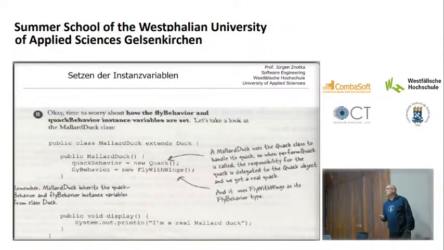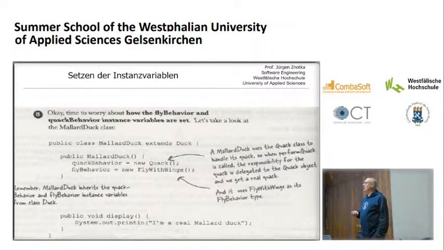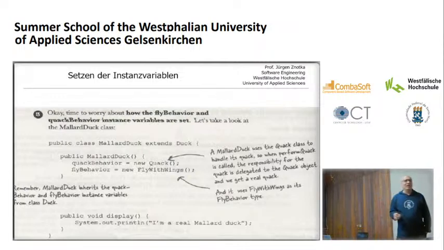And we have another class, the MallardDuck. It extends Duck, so we have an inheritance. The MallardDuck gets everything from the Duck, but it has to implement the quack and the fly behavior. It can quack, and it can fly with wings. And then we have the display method, which has to be implemented because in this simple case it just says I'm a real Mallard duck. If it's a decoy duck, it says I'm a decoy duck, and if it's a rubber duck, it says I am a real rubber duck.